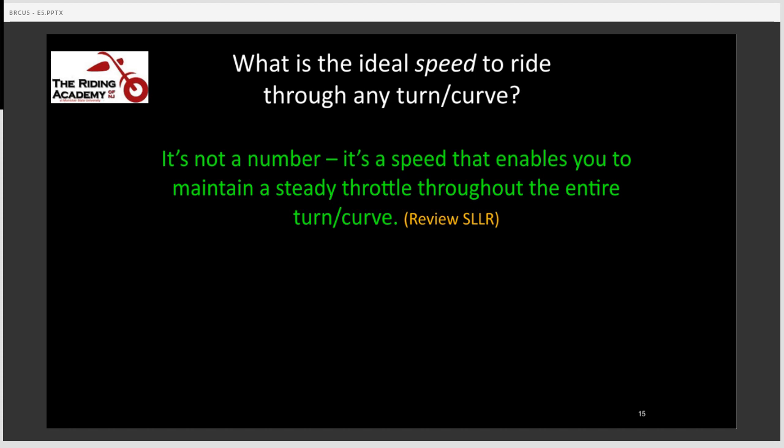Why? There are three ways you can slow down a motorcycle. You can slow down by using the brakes. You can slow down by rolling off the throttle. And you can also slow down by downshifting to the next lower gear. So those are the only three ways you can slow down a motorcycle.